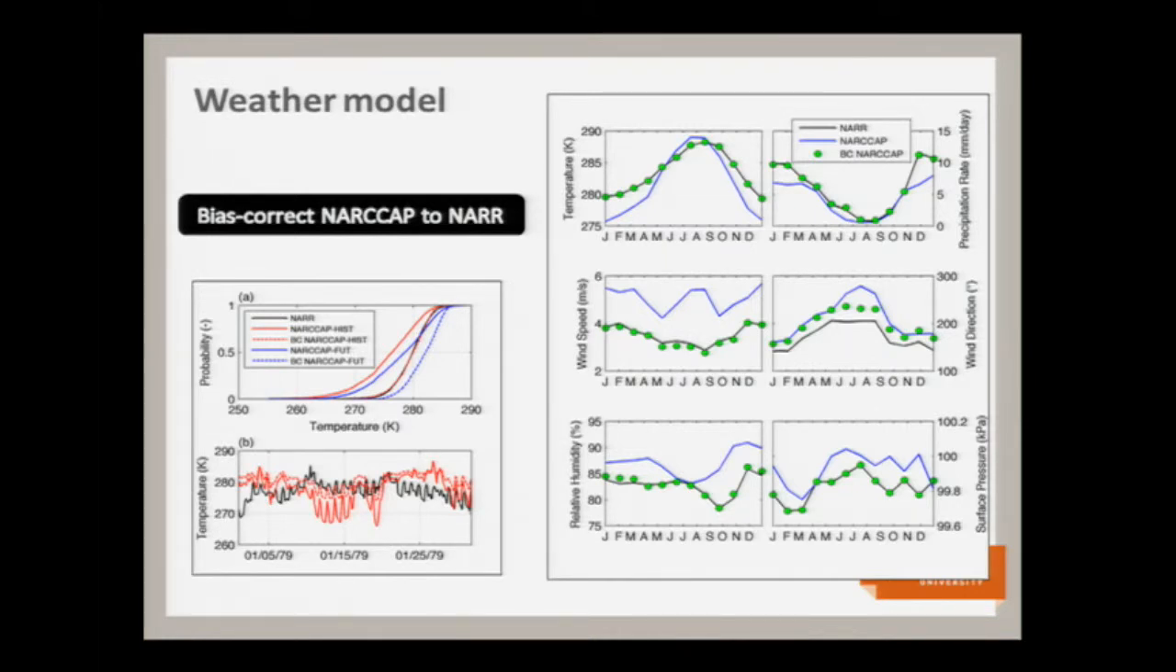Over here is showing you climatologies of a variety of variables. And again, you see black, that's NAR, for example. That's our target. The blue here is NARCAP, and you can see it's quite a bit cooler in the winter time. And the bias correction process gives you these green circles, which match up quite nicely. With the slight exception of the wind direction, which was one thing that we had a bit of difficulty with.